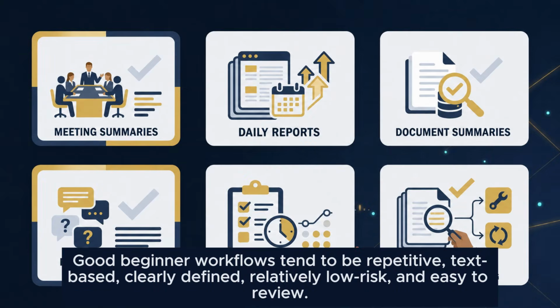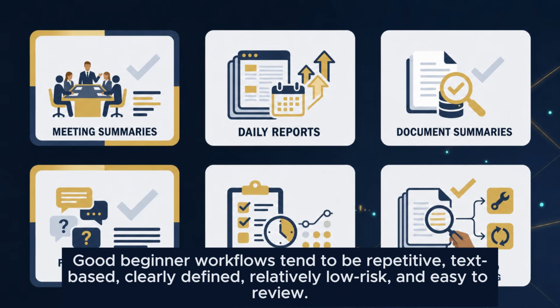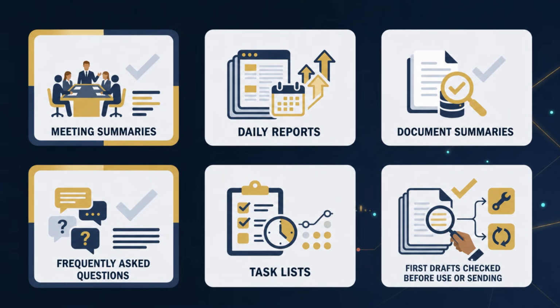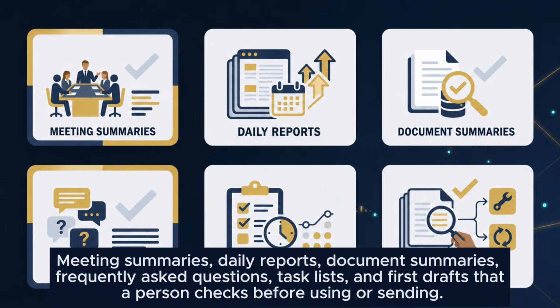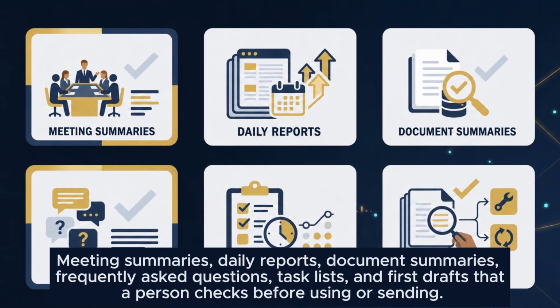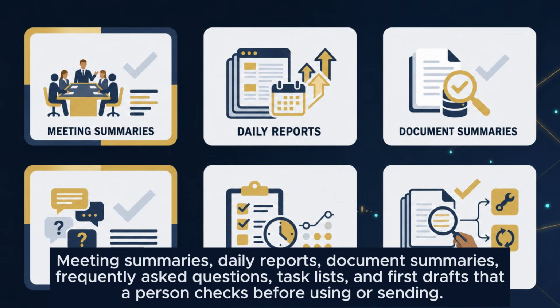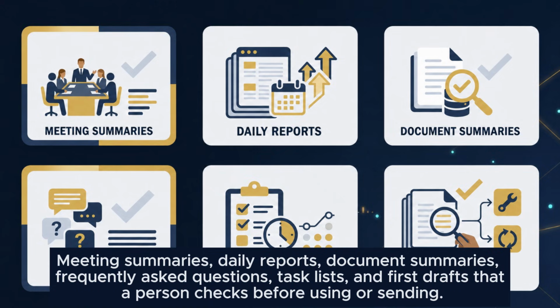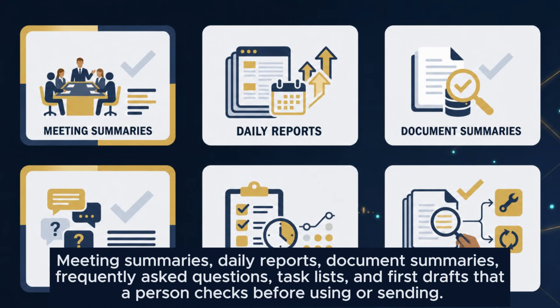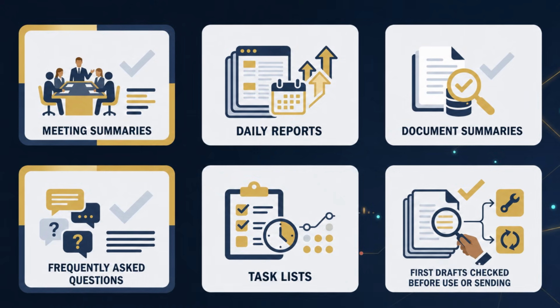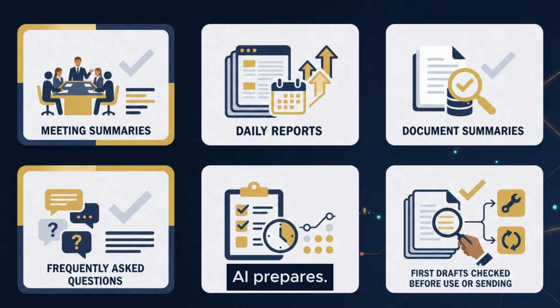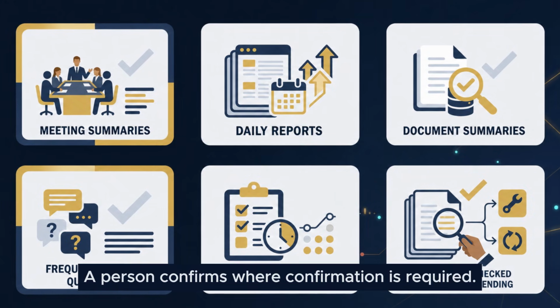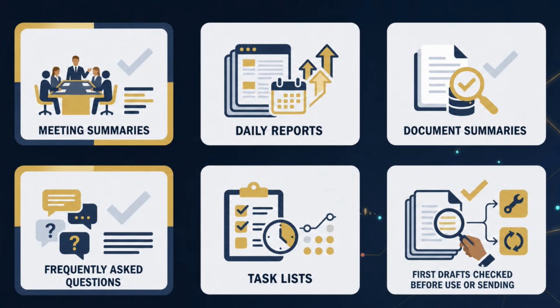Good beginner workflows tend to be repetitive, text-based, clearly defined, relatively low risk, and easy to review. Meeting summaries. Daily reports. Document summaries. Frequently asked questions. Task lists. And first drafts that a person checks before using or sending. The pattern is simple. AI prepares. A person confirms where confirmation is required.